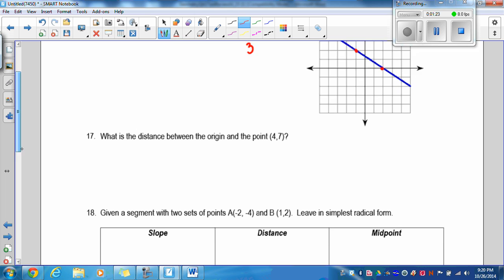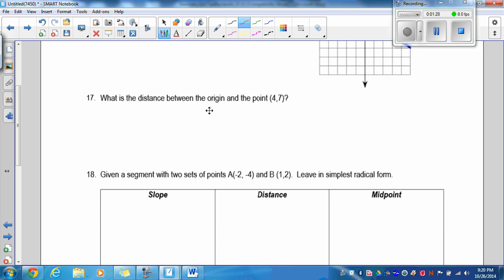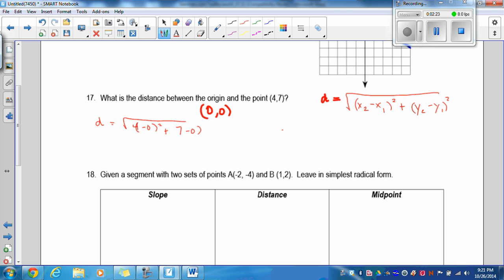So let's take a look at question 17. What is the distance between the origin, and remember the origin is the point 0, 0, and the point 4, 7. So we're taking a look at the distance formula, and the distance formula, if you recall, is distance is equal to the square root of x2 minus x1 squared plus y2 minus y1 squared. So we have our two ordered pairs, and so we'll calculate the distance as being 4 minus 0 squared plus 7 minus 0 squared.